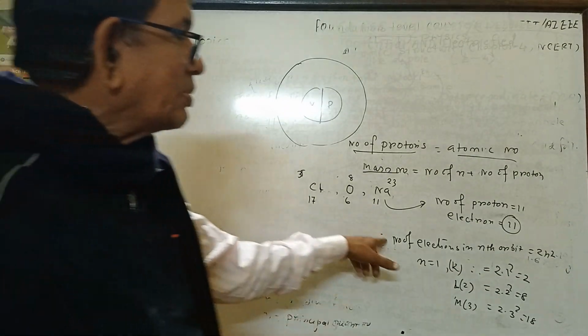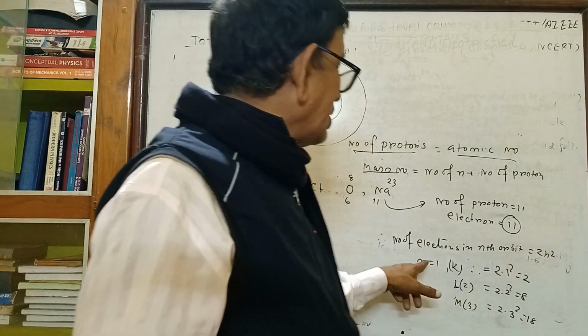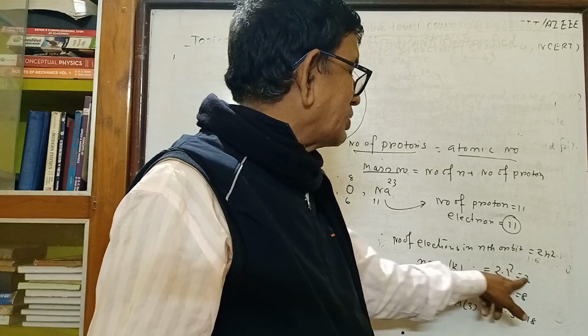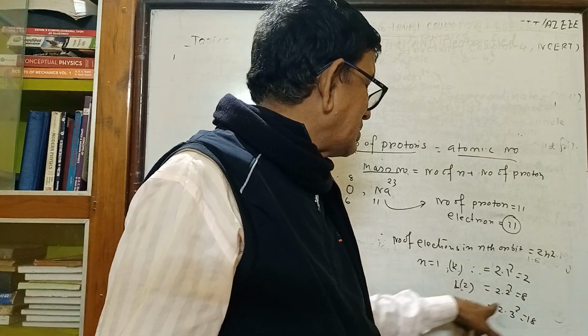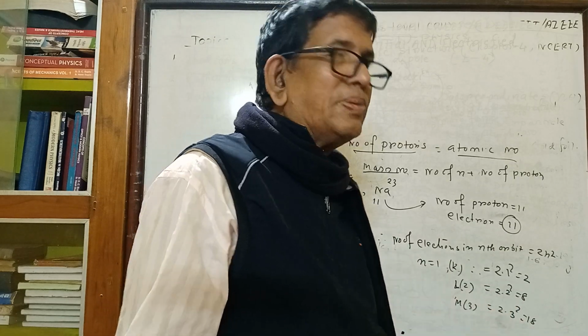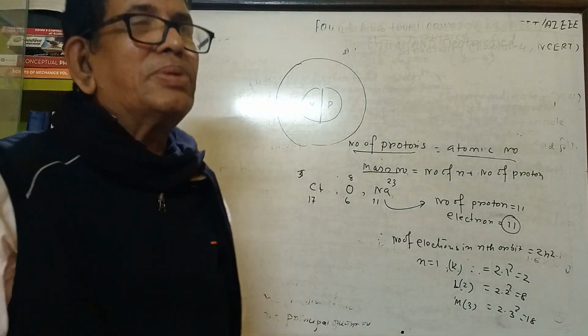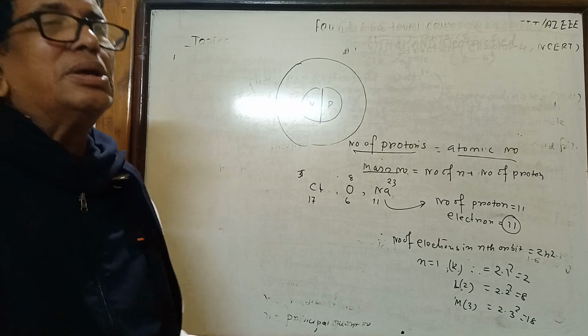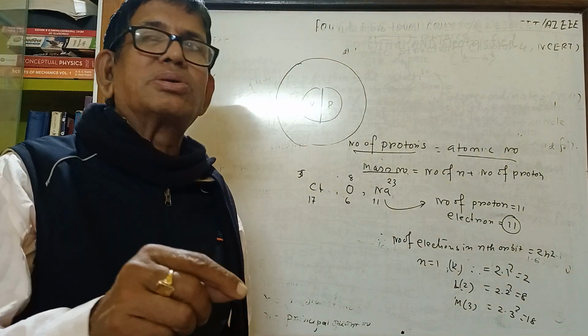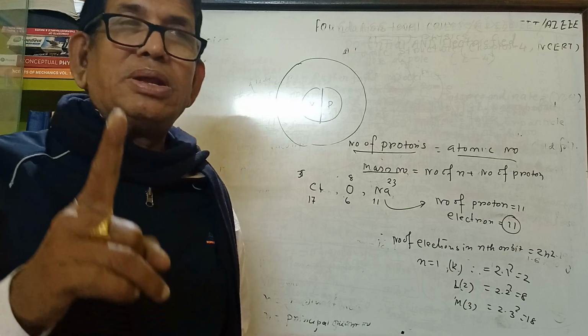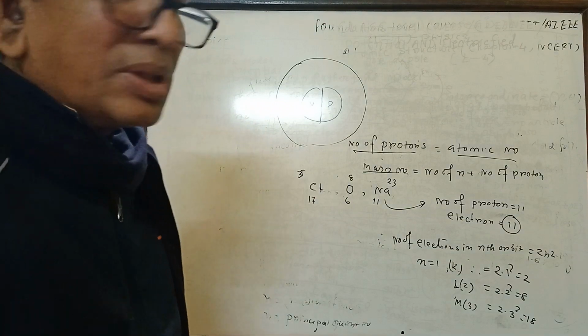Now again I am taking the number of electrons in the nth orbit as 2n square. If n equals 1, that is the K orbit, it has 2 electrons. If n equals 2, then you have 8, and n equals 3 gives 18. If any atom has 8 electrons in the last orbit, that is an inactive or inert atom: neon, argon, krypton, not helium. Helium will have 2.